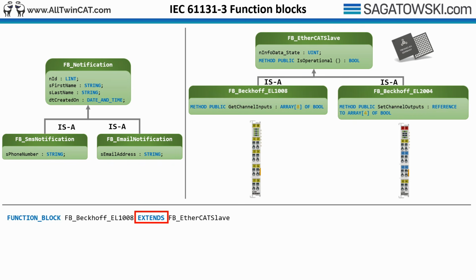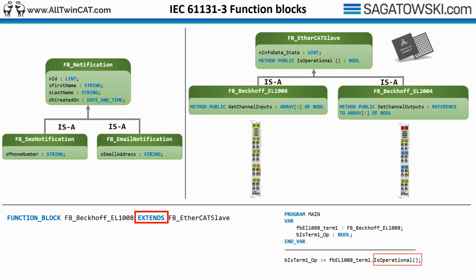To extend a function block, simply use the extends keyword. In this example, the function block FB_Beckhoff_EL1008 extends the function block FB_EtherCATSlave. Now let's assume we have a program where we declare an instance of the function block FB_Beckhoff_EL1008. Because FB_Beckhoff_EL1008 extends the FB_EtherCATSlave, we can call the isOperational method on it, and thus make it return whether that particular terminal is operational or not.